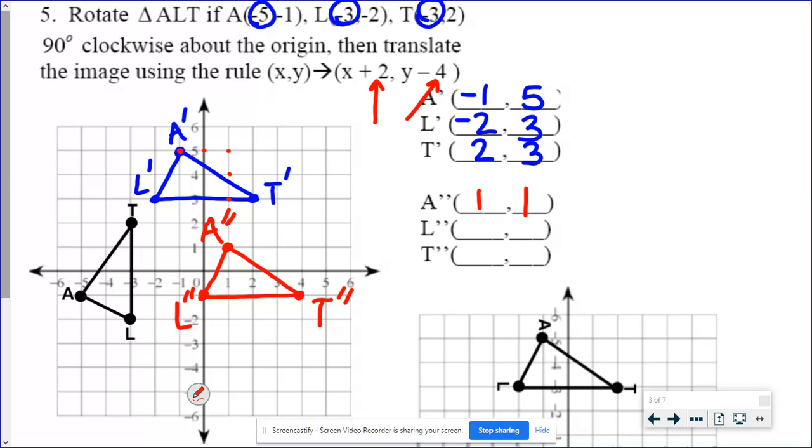Notice we would add 2 to the X, and negative 1 plus 2 would give me positive 1. And I'm going to subtract 4 from the Y. 5 minus 4 is 1. L double prime is going to be at 0, negative 1. And T double prime is going to be at 4, negative 1.